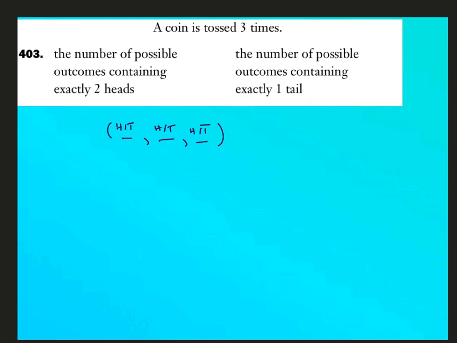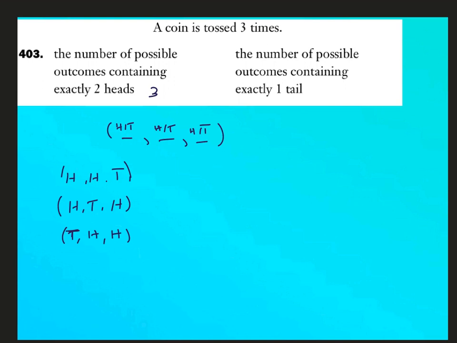Now if I list down all the possible outcomes, that's basically head, head, tail, because there are 3 tosses. So it can be tail on the last one and first 2 heads, or it can be head, tail, head, or it can be tail, head, head. Right? So basically there are 3 possible outcomes in which you have exactly 2 heads. So this is 3.